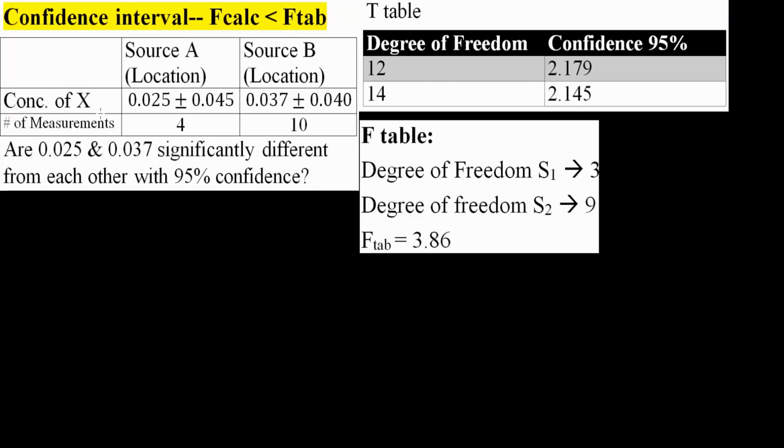In this video, we will solve this confidence interval problem. In this problem, we will get Fcalc is less than Ftab. And so let's look at this problem.